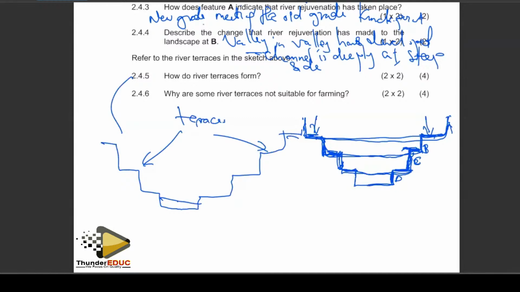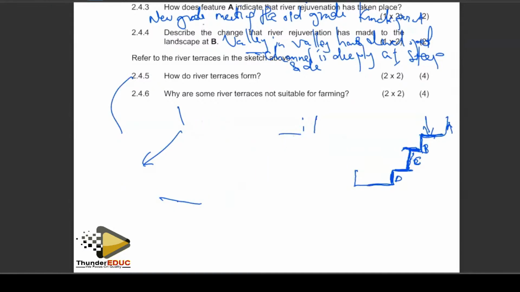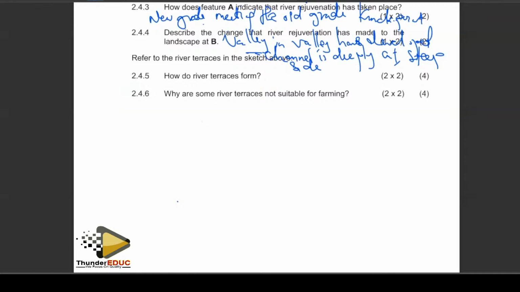Right, and then the last question, number 2.4.6. The question is saying, why are some river terraces not suitable for farming? Why are some river terraces not suitable for farming? Right, I'll just try to explain here. The reason why some river terraces are not suitable is because they have limited space.